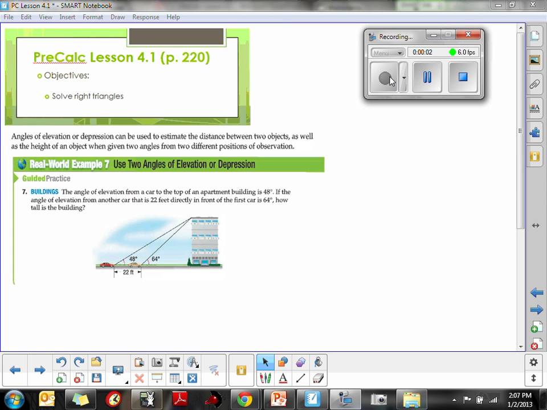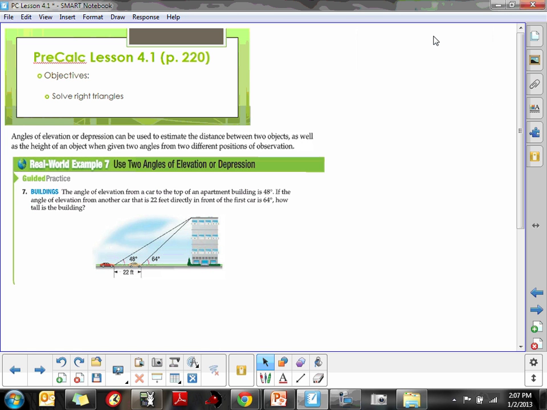Alright, the final example that I'm going to show you is a little bit more complex, but we're still using our basic trig ratios. So here's our setup. The angle of elevation from a car to the top part of the building is 48 degrees. If the angle of elevation from another car that is 22 feet directly in front of the first car is 64 degrees, how tall is the building?